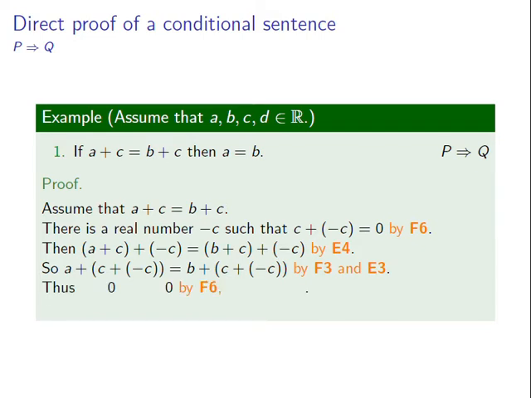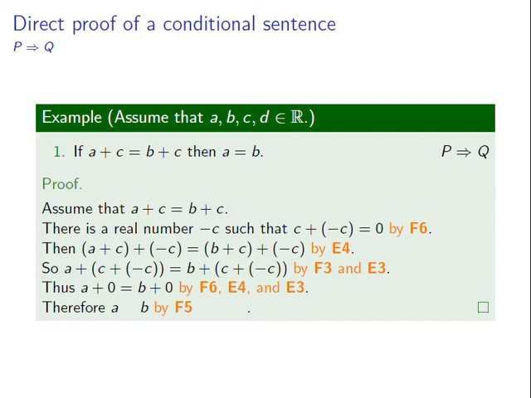Since C plus minus C is 0, the left side of the equality is equal to A plus 0, and the right side is equal to B plus 0. By the transitive property of equality applied twice, we get the statement A plus 0 equals B plus 0.